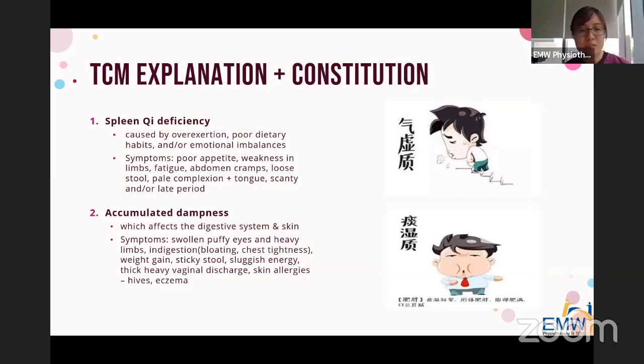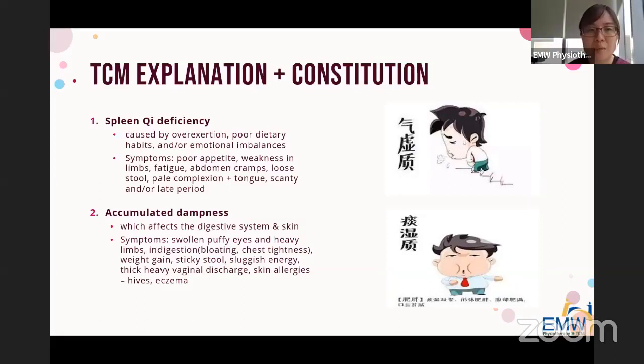Indigestion, such as bloating, chest tightness, weight gain, because absorption of nutrients is not being done properly. Waste loss is also not being done properly. Sticky stools, sluggish energy, and then for the ladies, there may be thick vaginal discharge, and the connection to the skin would be skin allergies such as hives and eczema.